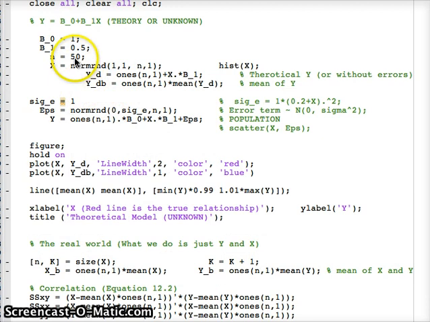Because when we have x and y, the value of y may not be exactly equal to the y from the theory, because there are some error terms. There could be some errors. For example, when we get the sample, it may not be really randomly selected, or somebody made a mistake when they collected the sample. So we allow y to be different from the y from the theory.